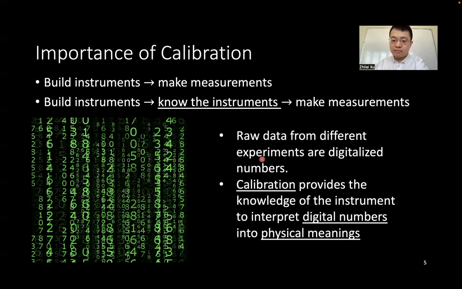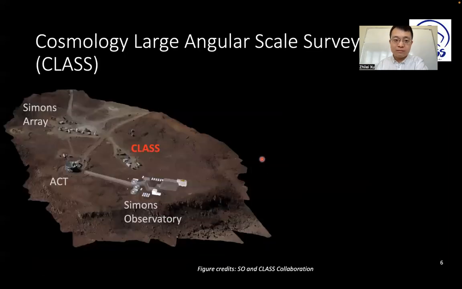So at some point, understanding the instrument is as important as building the instrument, because if we build the instrument and we don't understand it well enough, sometimes that is money not very well spent, because we have not exhausted the potential of the instrument by knowing it better, by calibrating it better. So that's the topic of this talk today.